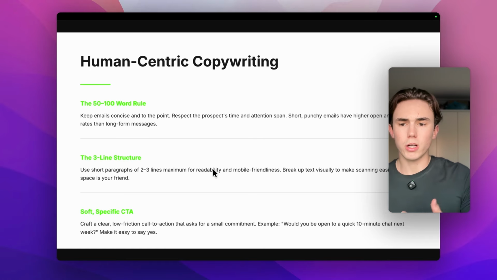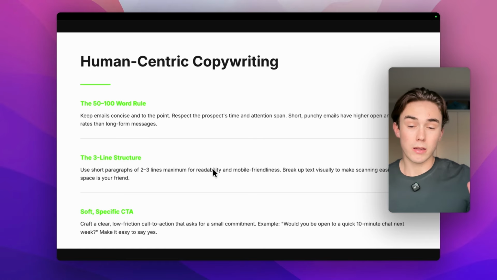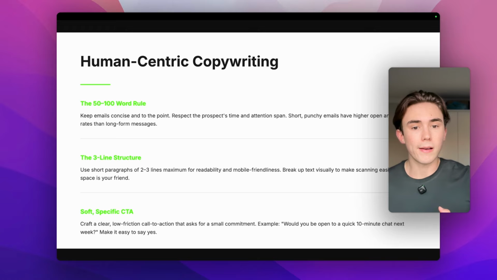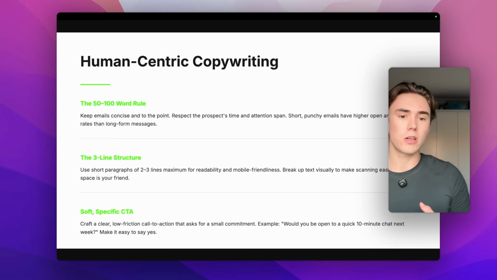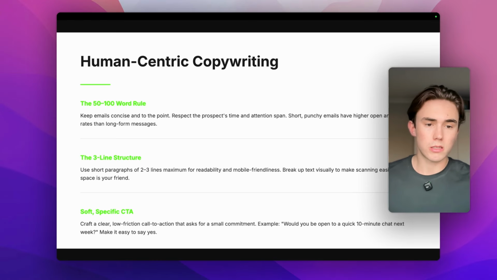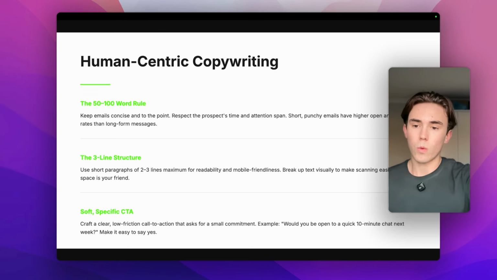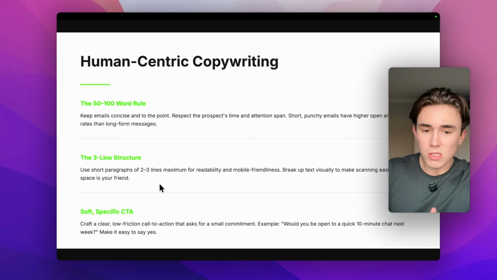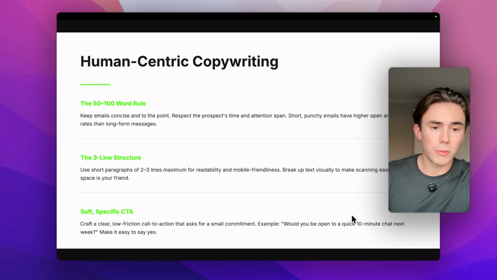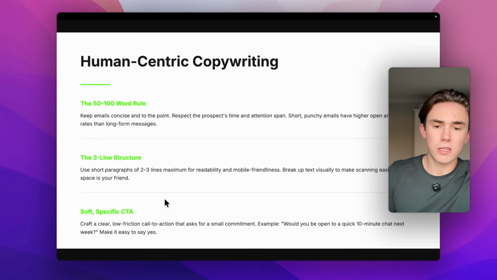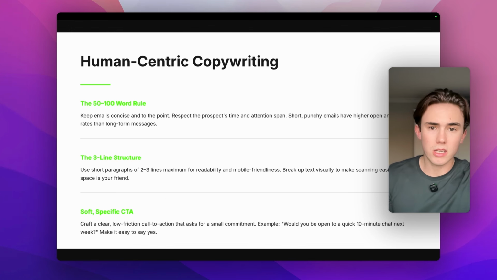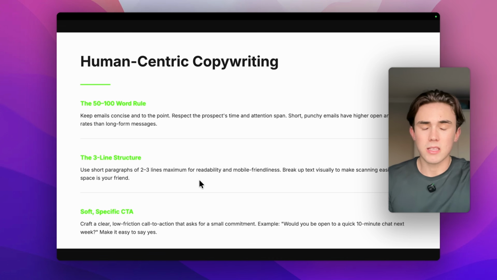So the 3-line structure is like 2 to 3 lines, easily readable, and it's mobile friendly, right? So you want to break up the text visually to make it easier for scanning, because essentially that's what you do with your emails, you scan through the content. And like I said, white space is your friend. Soft, specific CTA. Would you be open to a quick minute chat next week? Right? It's easy to say yes to. What you want is micro commitments. That's what you're looking for. Any CTAs that have micro commitments, like mind if I send over more details, anything like that, is an easy to respond to email.